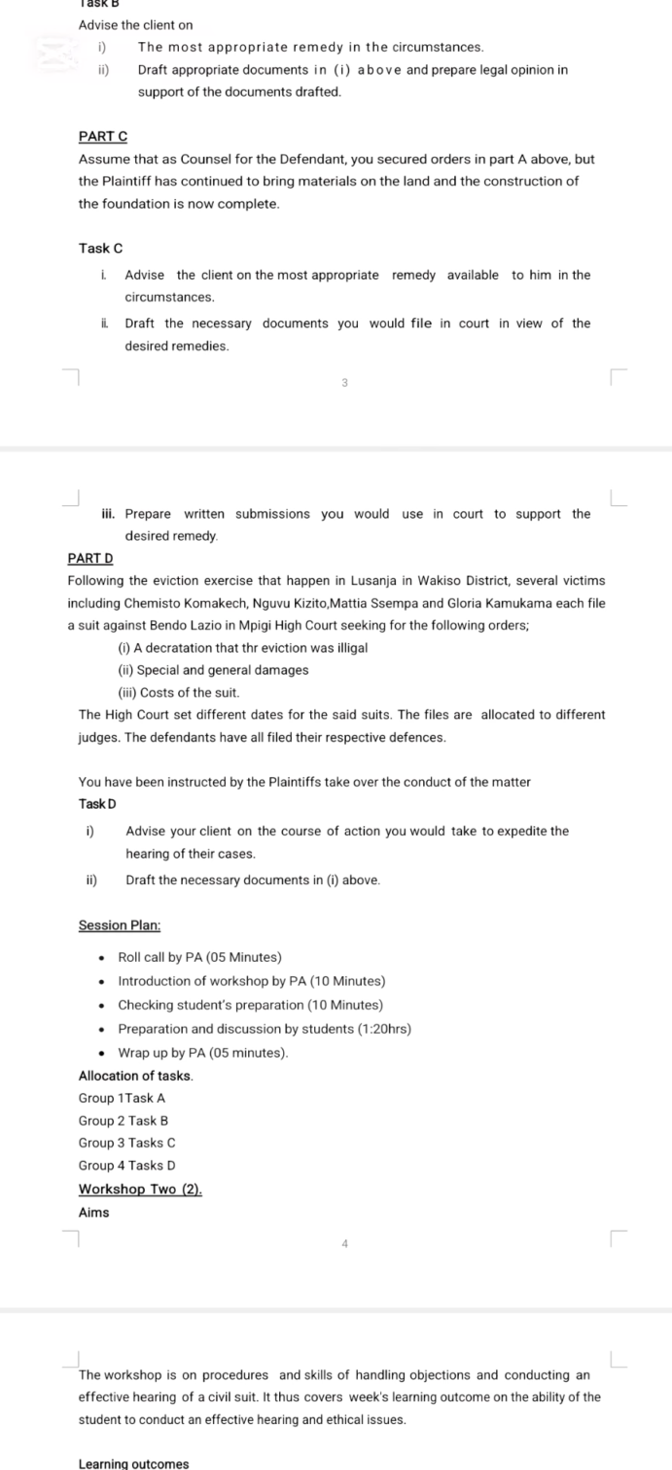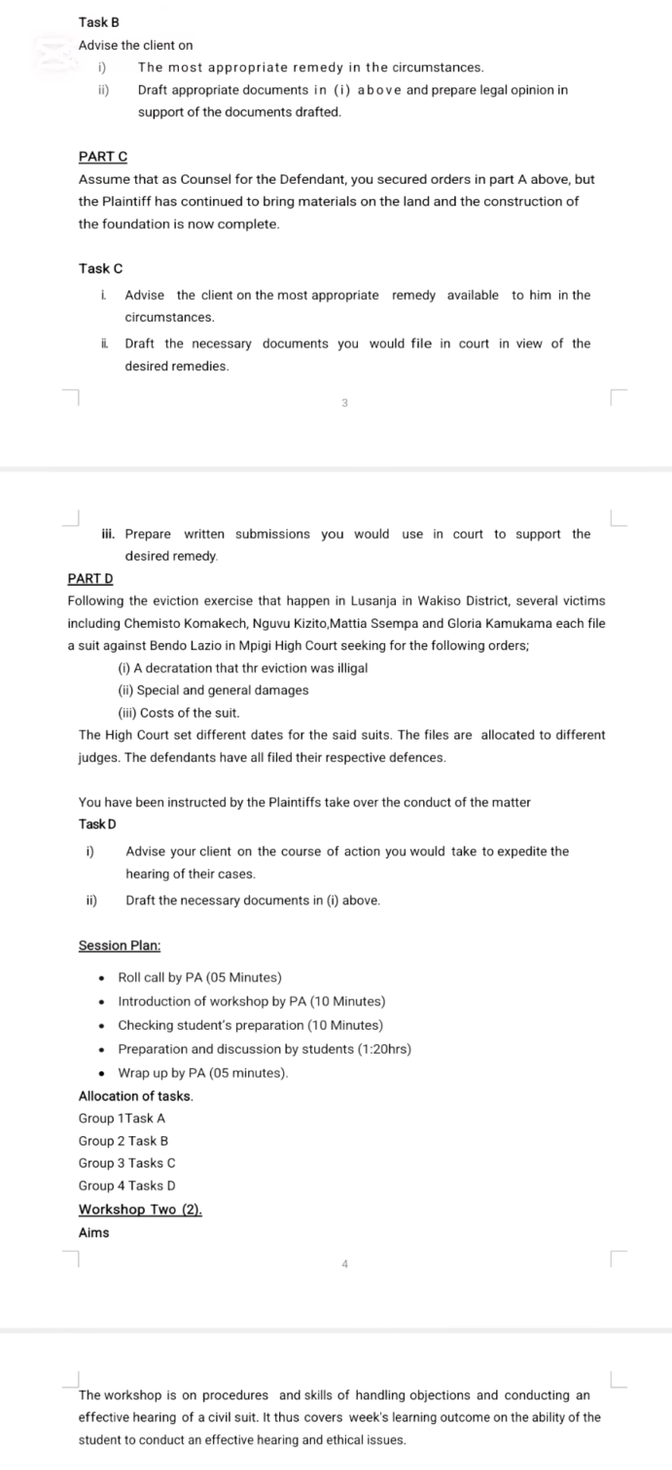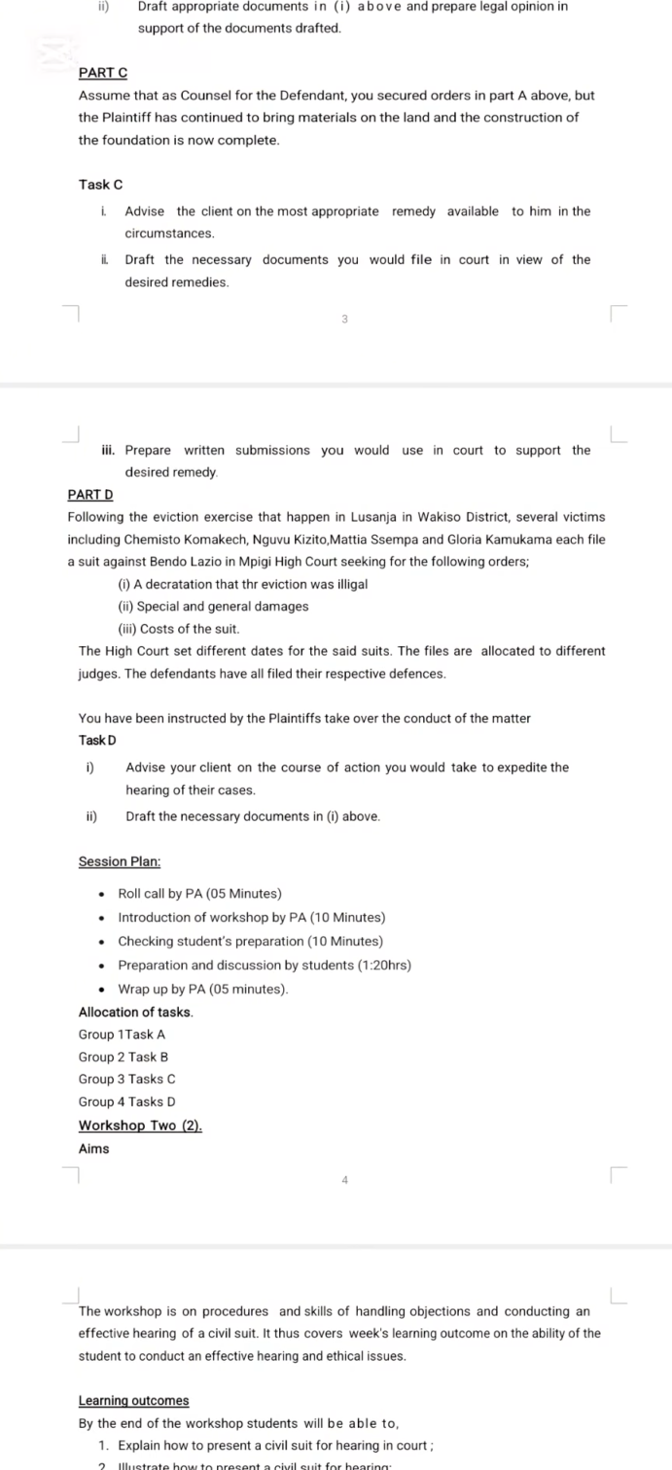Then Part C, assume that as counsel for the defendant, you secured orders in Part A above, but the plaintiff has continued to bring materials on the land, and the construction of the foundation is now complete. Advise the client on the most appropriate remedy available to him in the circumstances. So basically, you have to apply for contempt of court, and for contempt of court you have to prove one, there is a lawful order, the order was served on the defendant, and the defendant failed to comply.